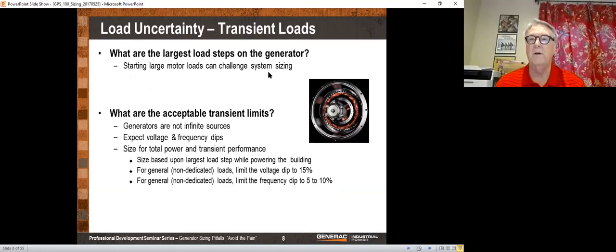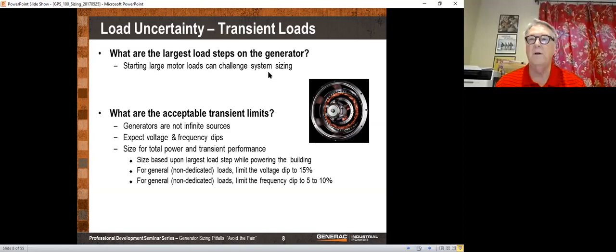What are the largest load steps on the generator? Very important point, because I've seen many, many generators that were plenty big enough to run the load, just not big enough to start the load. Starting the load, we're talking about motors now, is generally much more difficult than running the load, and we will talk about that coming up. Before we do that, what voltage drop is okay?